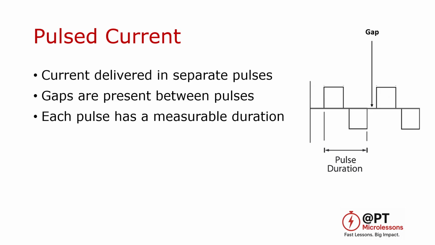This image highlights the gap between pulses. These gaps are what separate pulse current from alternating current. They allow the tissue to rest between pulses and give us more control over how the stimulation is delivered.